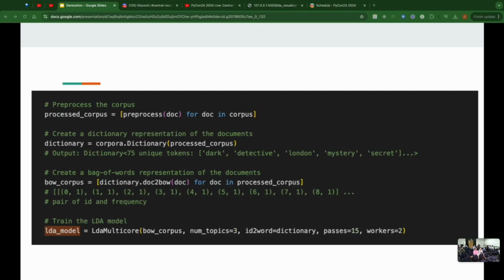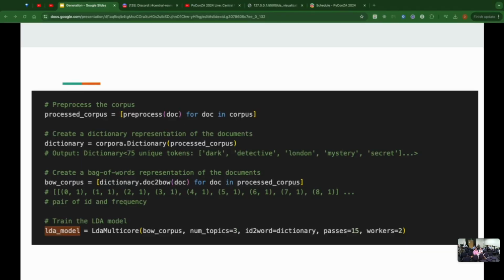This is the example code. Here we see the corpus, and we will see the whole code in the demo. We are pre-processing it, basically cleaning the document. After that, we see a dictionary, which will contain all the unique words present in the corpus. Then we are creating a bag of words, which is the frequency of the words occurring in the documents, and we are storing it in the form of pairs of ID and frequency.